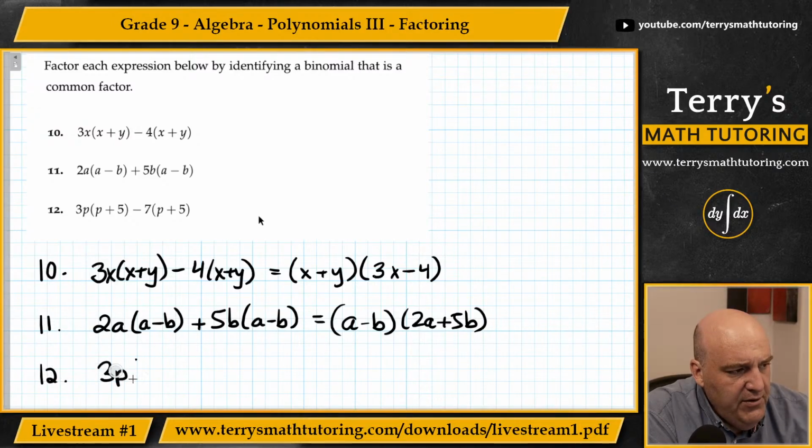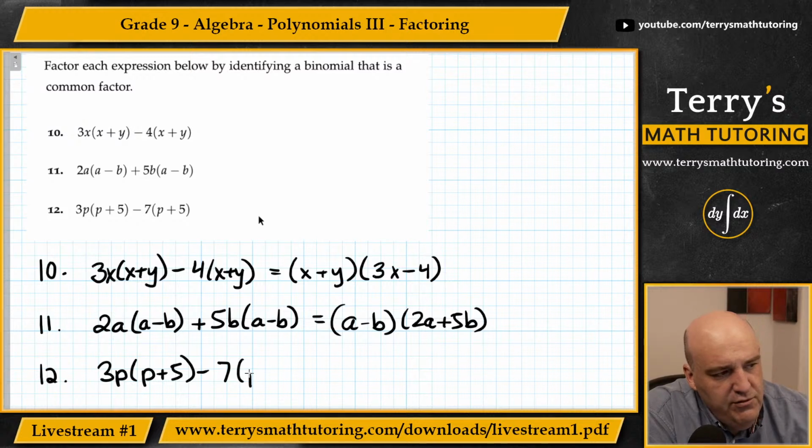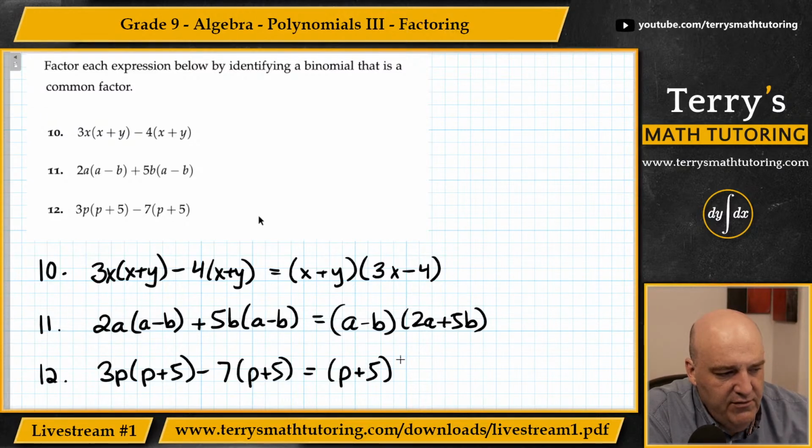So here, same thing, the p plus 5 is common. If you want, you could imagine that the p plus 5 is just like the letter q or something. So we have 3pq minus 7q. We can factor that q to the front. Or in other words, we can factor the p plus 5 to the front. And then we get 3p minus 7.